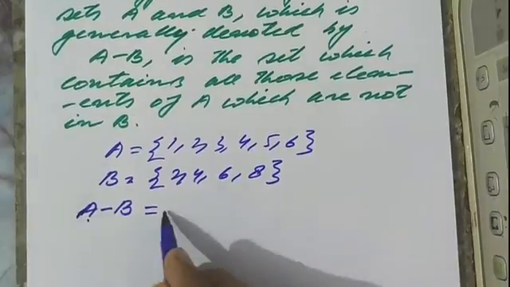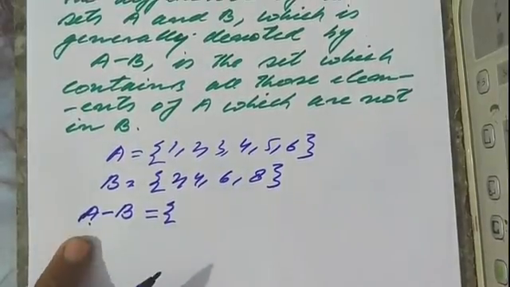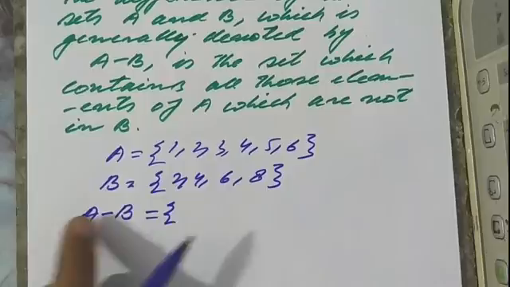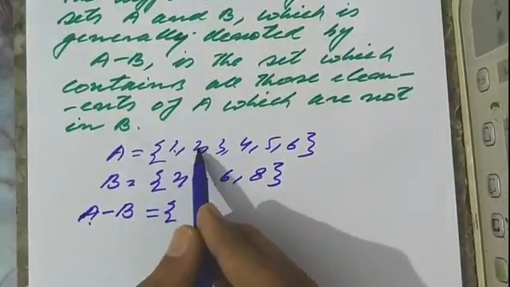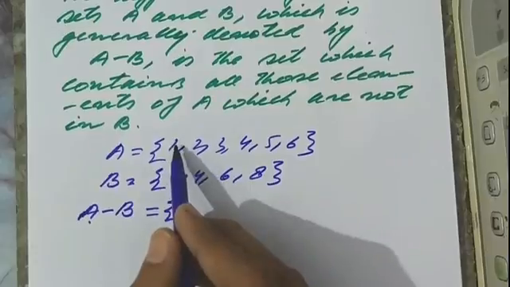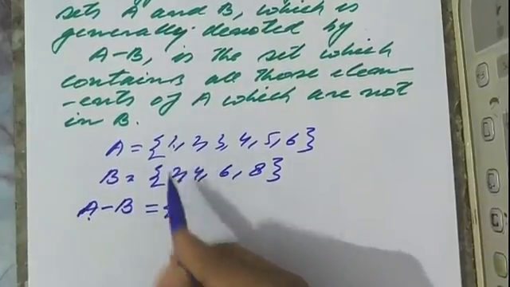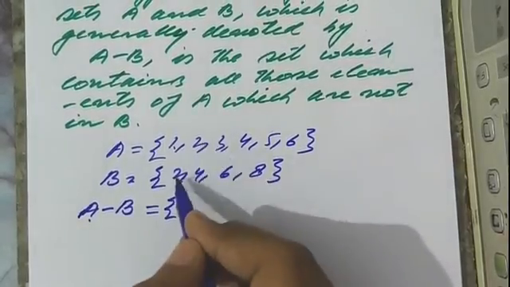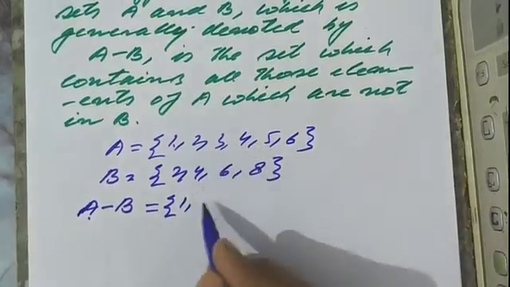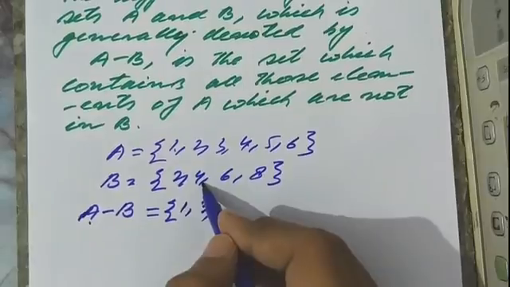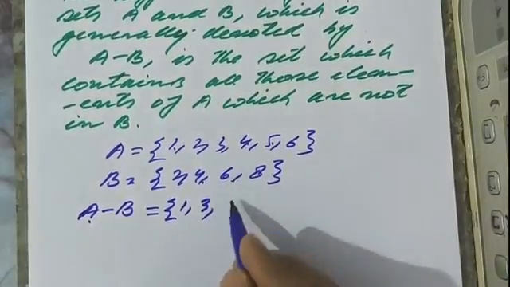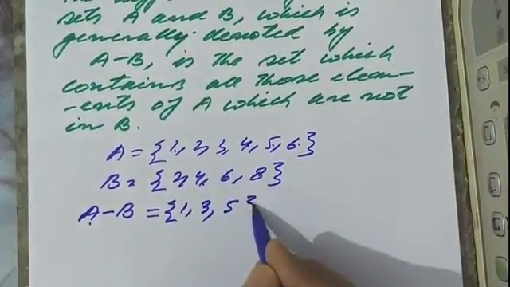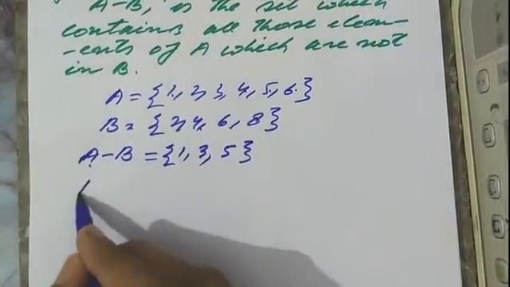So we have to take elements of A, checking whether it is included in B or not. If it is included in B, that is excluded, and if it is not in B, that is included in this set. So 1 is not in B. 1 is the element of A which is not in B, that should be included in A minus B. 2 is common between A and B, so we have to exclude it. Now 3 is not in B, so we have to include 3. 5 is not in B, so we have to take 5. 6 is common, so we have to exclude 6. So this is A minus B.